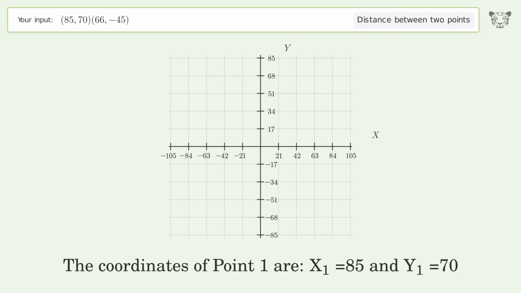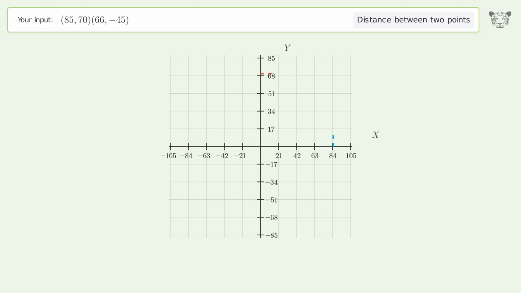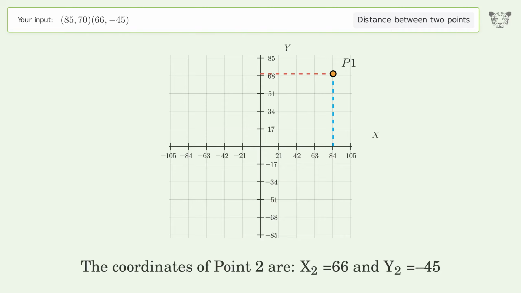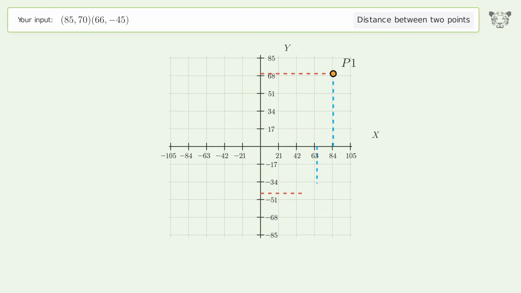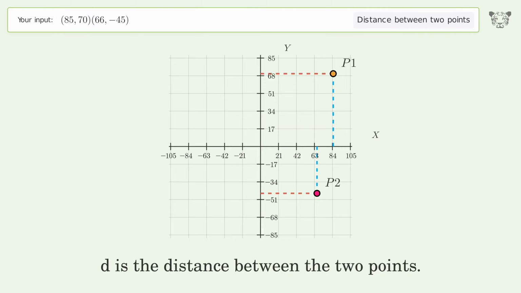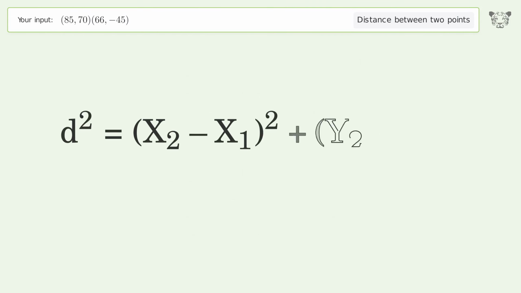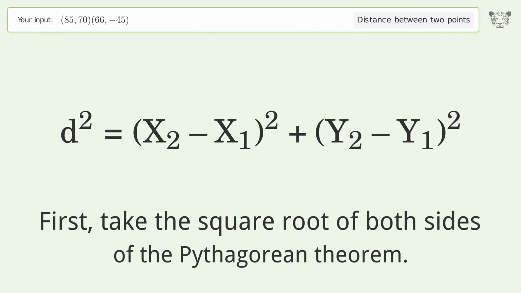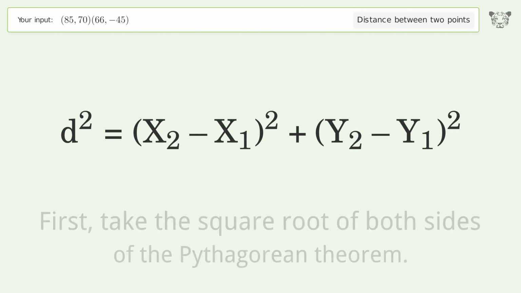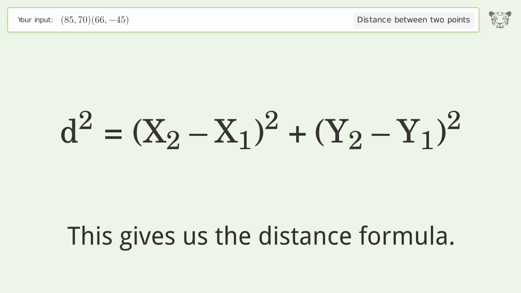The coordinates of point 1 are x1 equals 85 and y1 equals 70. The coordinates of point 2 are x2 equals 66 and y2 equals -45. D is the distance between the 2 points. First, take the square root of both sides of the Pythagorean theorem. This gives us the distance formula.